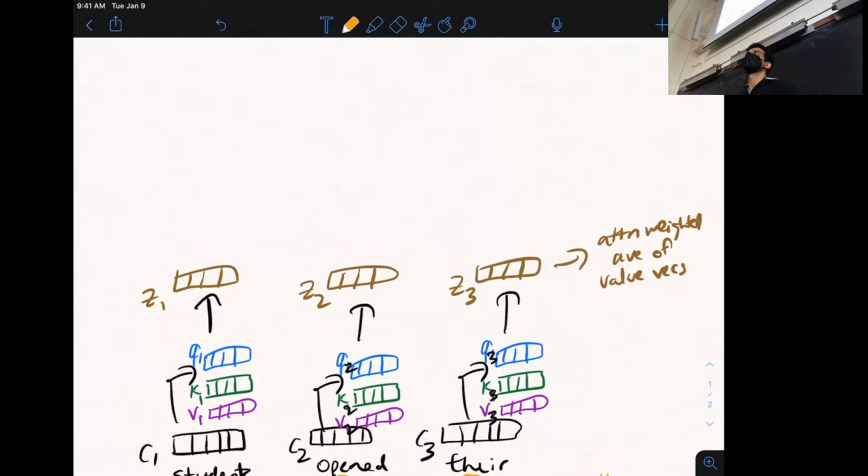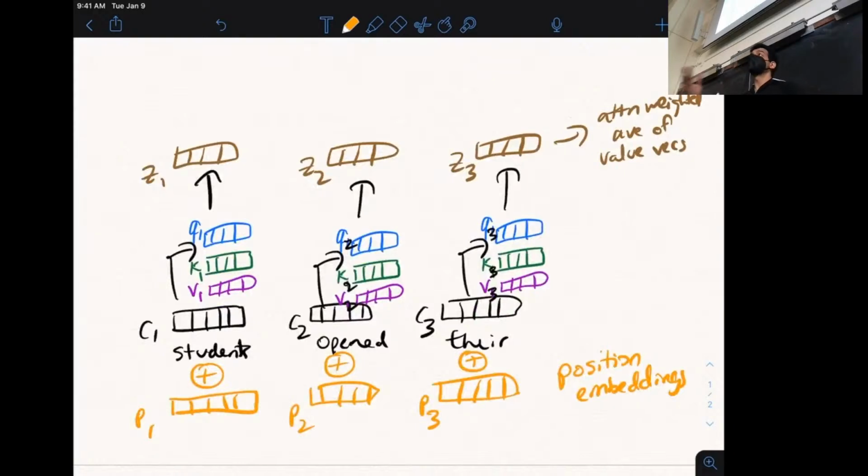Does that make sense? If I don't have this, the attention function itself is not considering order, right? The scores are just a dot product between a query and the key. This is going to be the same regardless of where that key is in the sequence, unless it has some information about the position of the key in the sequence.